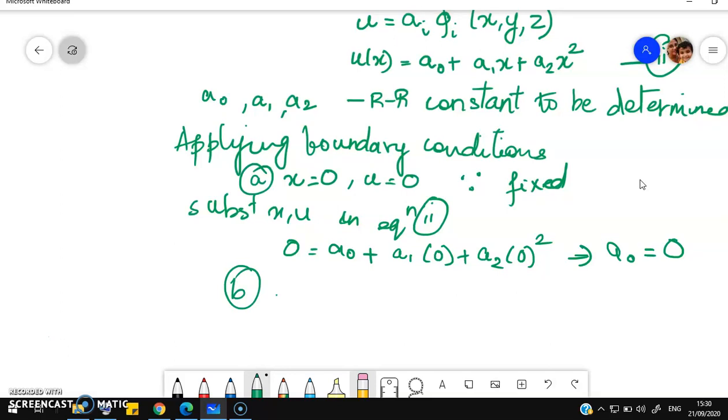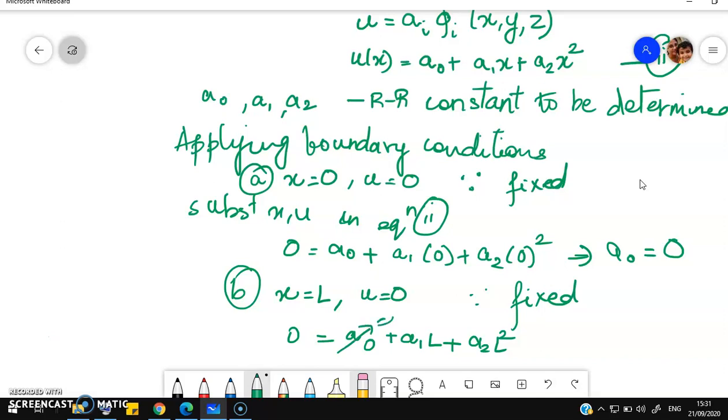The second boundary condition is at x equals L, that is at the right hand side. Again it is fixed, so there is no displacement allowed, u equals 0. Substituting in equation 2, we get 0 equals a0 plus a1L plus a2L square. Now we already found out that a0 is 0. So here we get a1L equals minus a2L square, or a1 equals minus a2 into L.